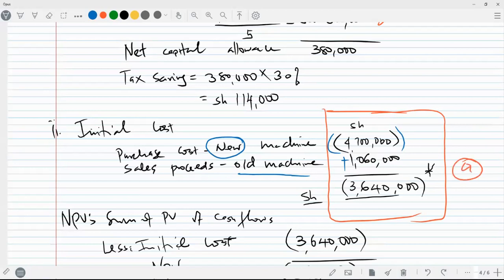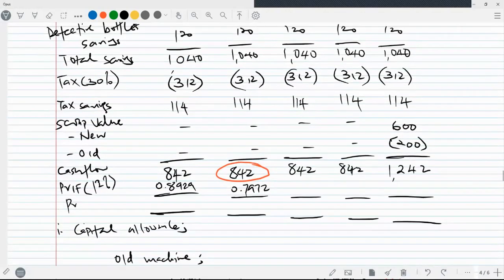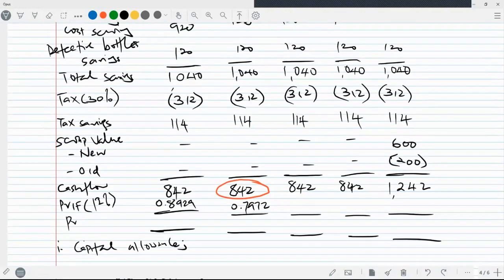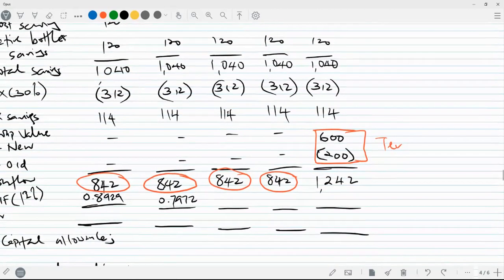If you had followed that, Part B, what is it asking? B is asking for incremental net operating cash flow, years 1 to 5. We have it here. So we have year 1, 842, year 2, year 3, year 4, the same here, before including this. This is the terminal cash flow.